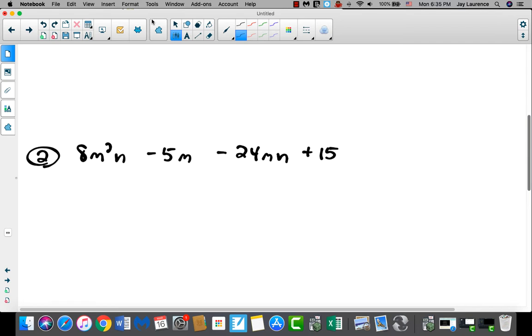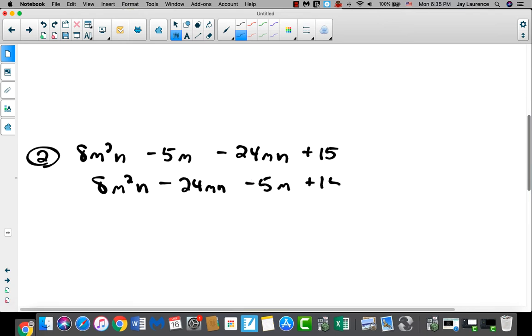All right. Did I write that down wrong? Hold on a second. I did write that down wrong. Okay, let me try it this way. Let's do the 8m squared n, and let's subtract 24mn from it. And then I'll have a negative 5m plus a 15.